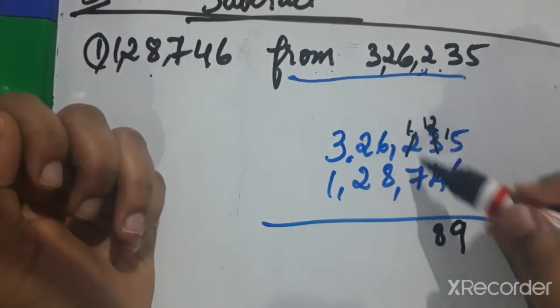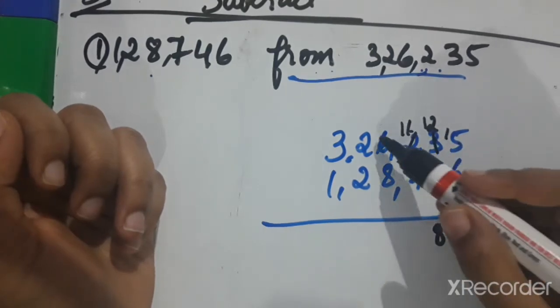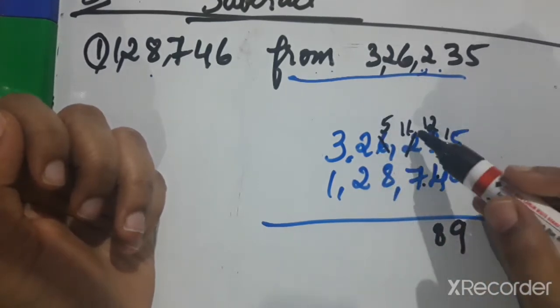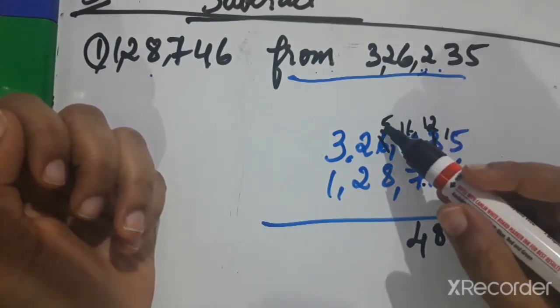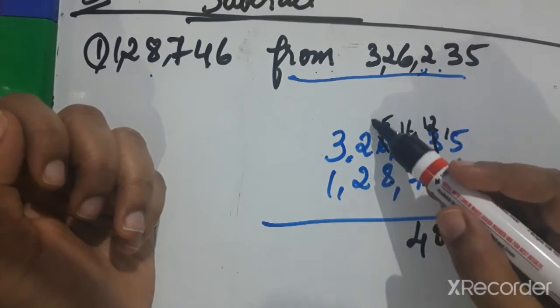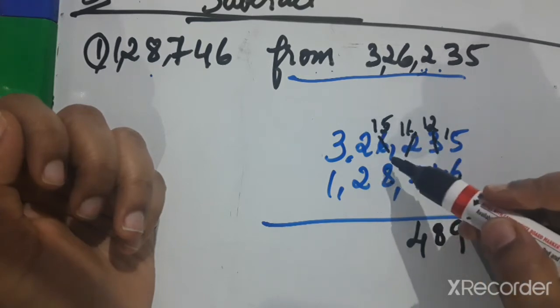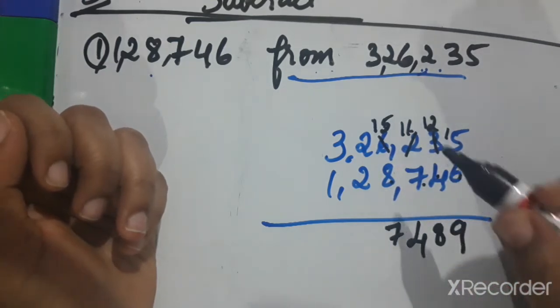Now here 1. 1 minus 7 we can't subtract. Borrow 1 from 6. So here 11, and 6 is now 5. 11 minus 7 means 4. Now 5 minus 8 we can't subtract. So borrow 1 from the next number. So this will become 15. 15 minus 8 means 7.